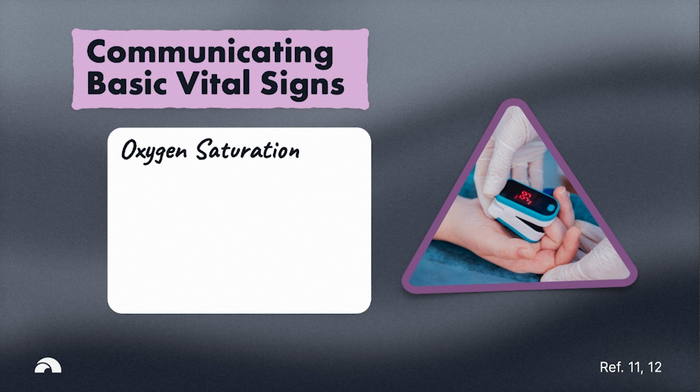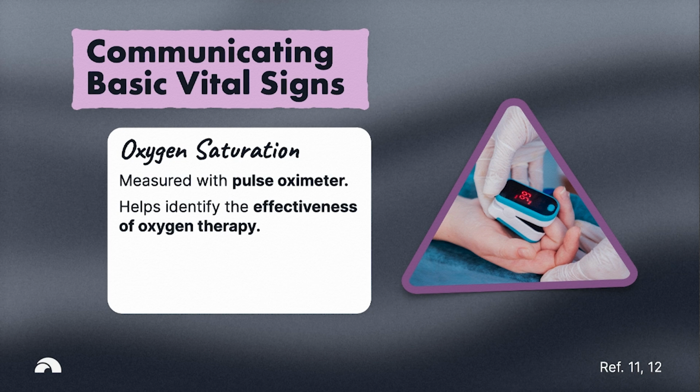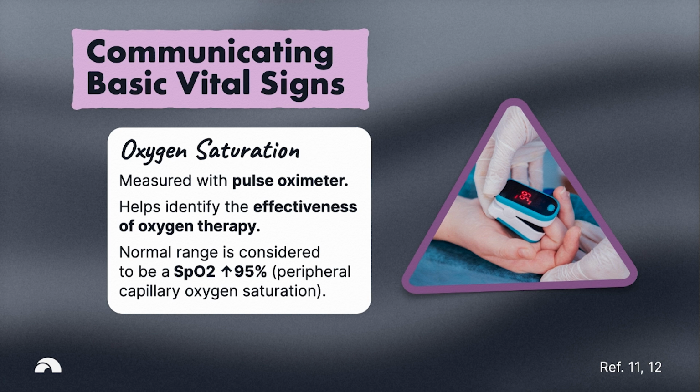Oxygen saturation. Oxygen saturation is often measured through a pulse oximetry and can be used to help identify the effectiveness of oxygen therapy. The normal range of oxygen saturation is considered to be a peripheral capillary oxygen saturation, SpO2, above 95%. However, this may be different for clients who retain carbon dioxide, such as people with a chronic obstructive pulmonary disease. In these clients, SpO2 aims may be between 88 and 92%.